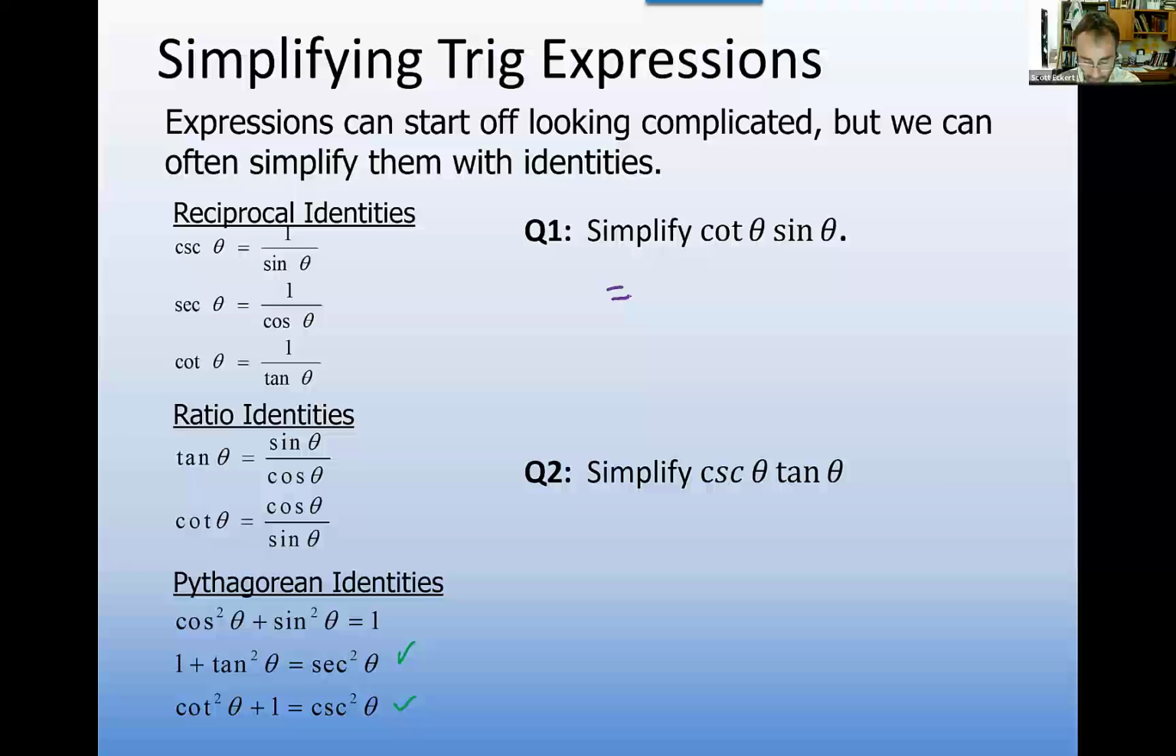So I see cotangent right here, and I'm thinking, how can I make that easier? Do you see an identity that we could change the cotangent out with something better? You guys notice any identities there on the left? 1 over tangent. Exactly, that's a good choice. Do we have any other options? Cosine over sine. Yes.